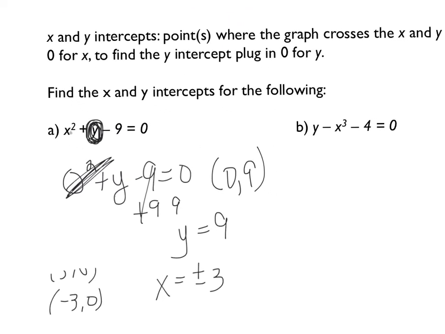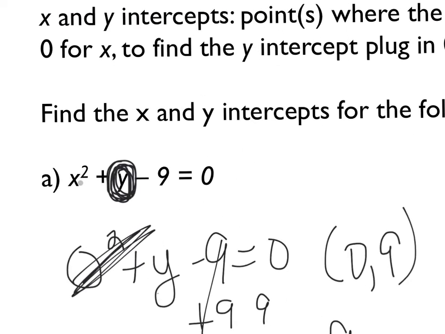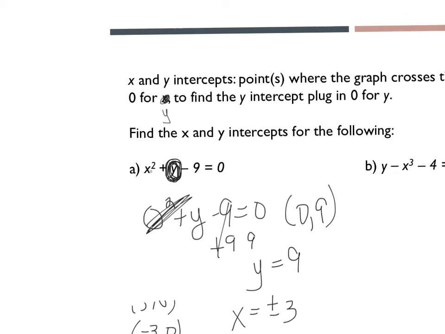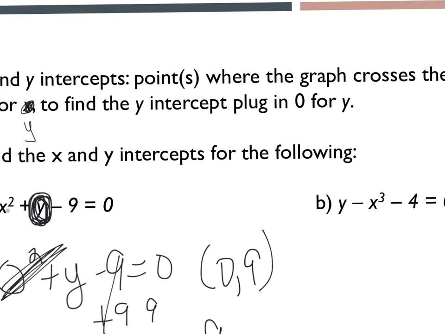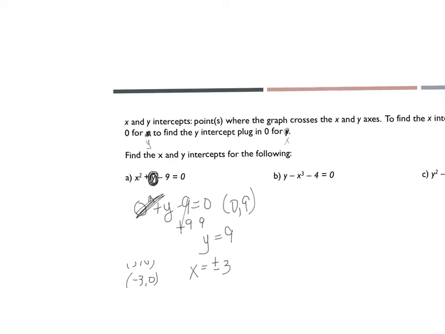Andrew just pointed out we have a little bit of a typo up here. To find the x-intercept, you plug in 0 for y. And then to find the y-intercept, you plug in 0 for x. No worries. All right, let's look at the second one.